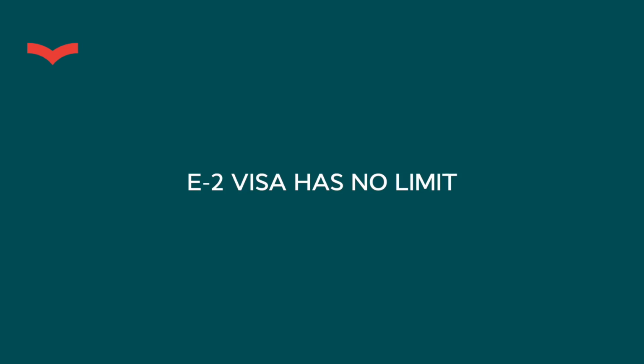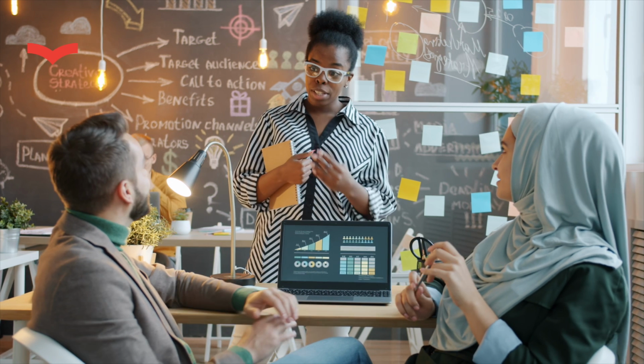The good thing about E2, it has no limit, meaning you can extend this visa perpetually up until the end of your life, as long as your business is working, is profitable, and has some employees, meaning you bring some economic activity to the US economy.